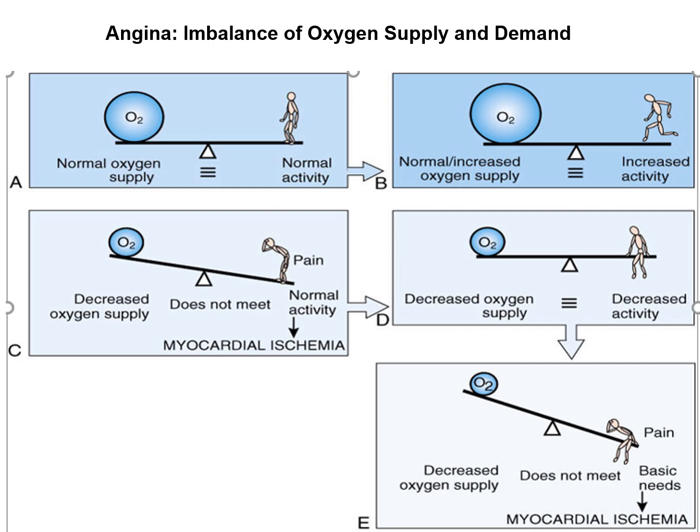With myocardial ischemia, we have a decreased oxygen supply, okay? We have pain. It's not meeting the demands of the body. It's not meeting the oxygen needs of the body, even with normal activity. We have a decrease in the oxygen supply and decreased activity here, okay? And then look at E, okay? Decreased oxygen supply does not meet the basic needs of the body. We have pain. All right. So just in the person trying to do normal activity, they're going to have this pain because not enough oxygen is meeting the needs or the demands of the body. So it's an imbalance there.